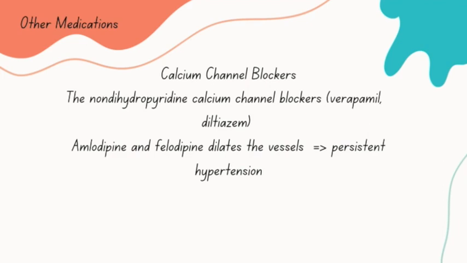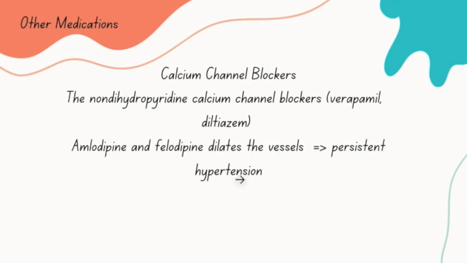You can give amlodipine. Amlodipine works mainly on the vessels, so it is helpful in patients with persistent hypertension. But verapamil and diltiazem, don't give them because they will make your heart not contract. It affects the muscle. We don't want that to happen.